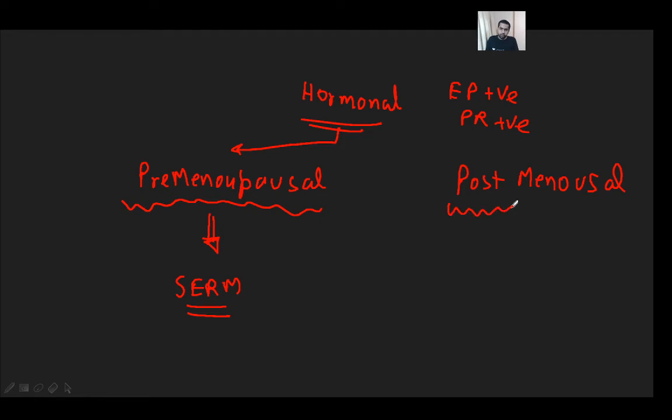But if the patient is postmenopausal, in these patients, what do we go for? We go for aromatase inhibitors. Now this is a very, very basic concept, but you obviously need to understand this. In postmenopausal women, we prefer to go for an aromatase inhibitor. In premenopausal women, we prefer to go for SERM. Please understand this, very, very important.